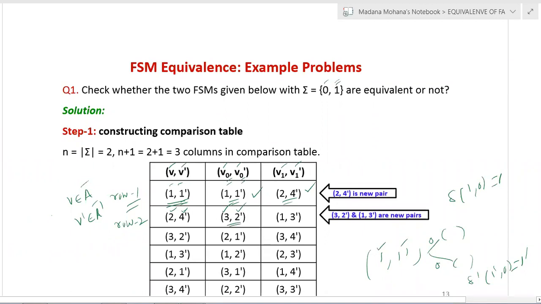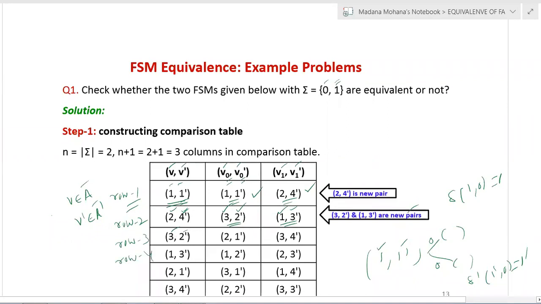Similarly on input 1, that is in column 3: from state 2 on input 1, it is going to state 1. Then state 4 dash on input 1 is going to 3 dash. So 1 comma 3 dash. Again you can see 3 comma 2 dash and 1 comma 3 dash are new pairs. So again these two you can consider as the next rows of column 1. First let us take 3 comma 2 dash in row 3, then 1 comma 3 dash in row 4.